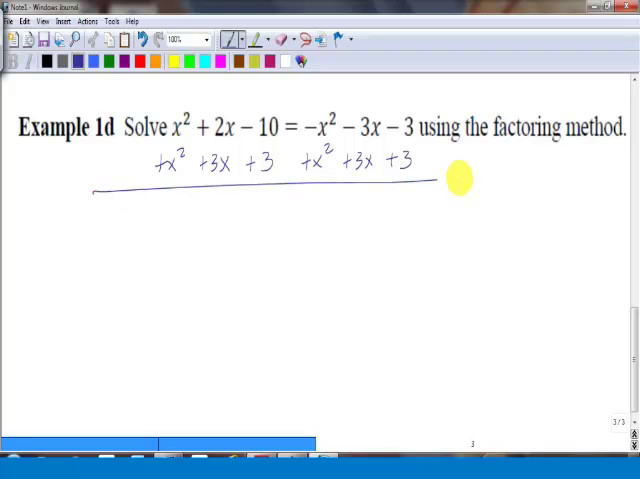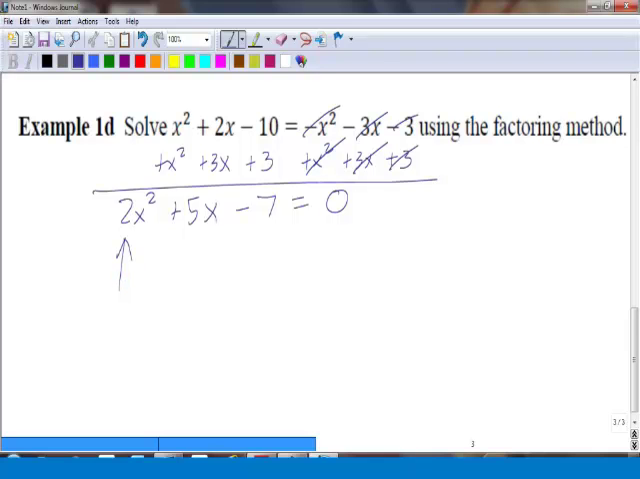This will cancel all the terms on the right-hand side and hopefully give us something factorable on the left. 2x squared plus 5x minus 7 equals 0. Now, as trinomials go, quadratic expressions with a non-trivial leading coefficient, this one's not all that bad to factor by the guess and check trial and error method.